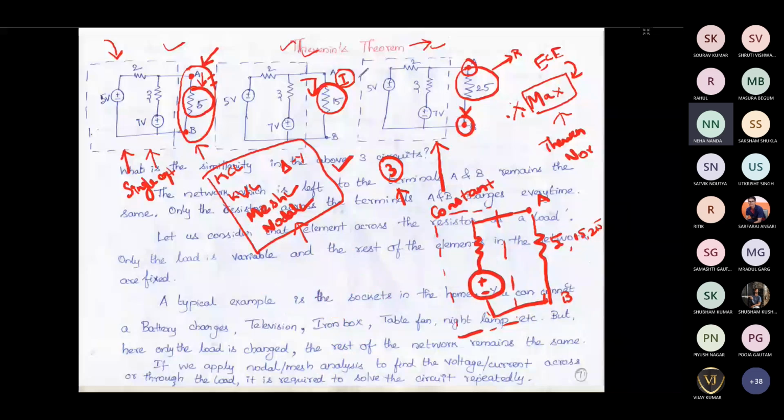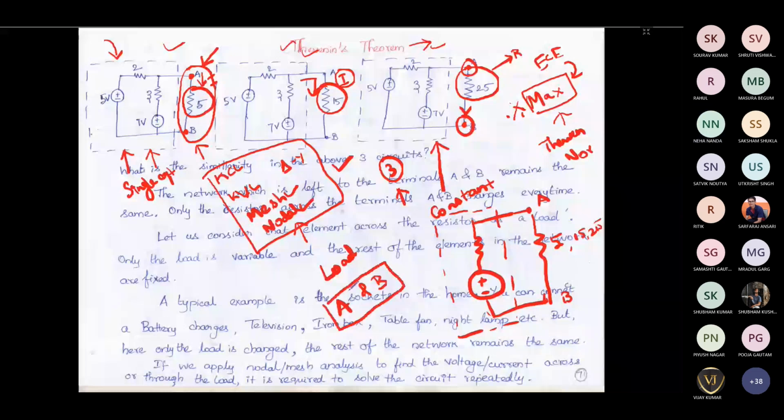In these three different circuits, only the load resistance is going to change. What is the load resistance? Here the load resistance means only the resistance across the terminals A and B is going to change. The remaining circuit is going to remain constant.